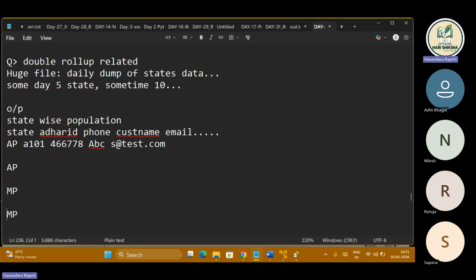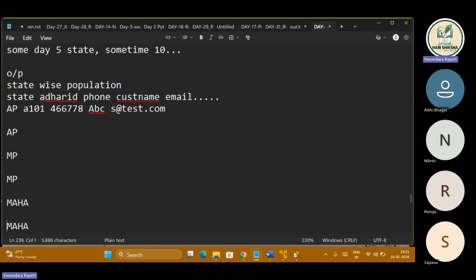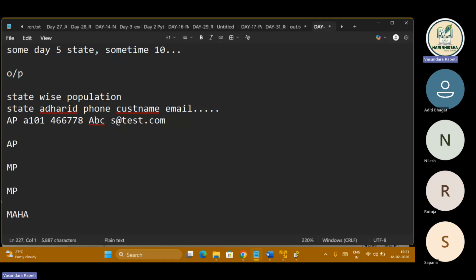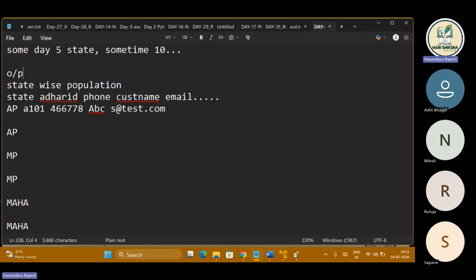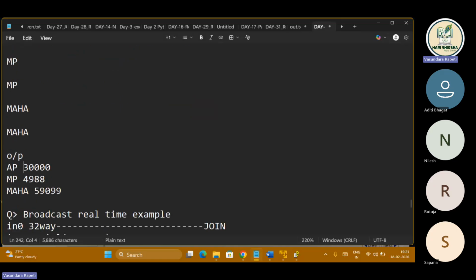So we will go with one example and then we'll move to performance tuning. It is 19:21, so we have half an hour. Suppose this is the data: state, Aadhaar card, phone number and so on, and we need to generate state-wise population. Sometimes you receive 5 states' data, sometimes 10 states' data dump. So the data is varying, and the output should be state-wise population, like this.